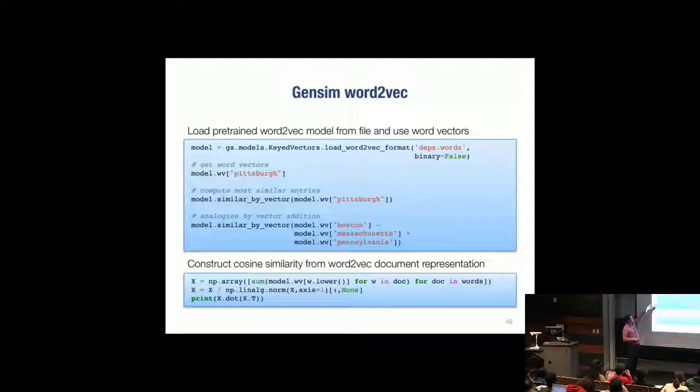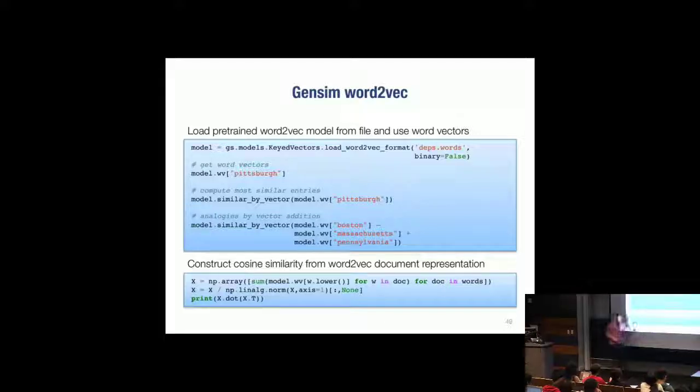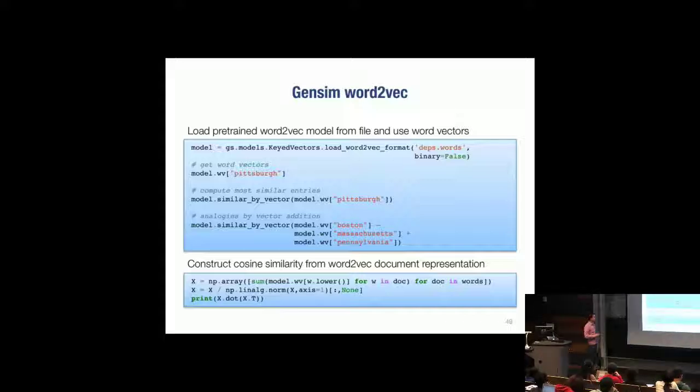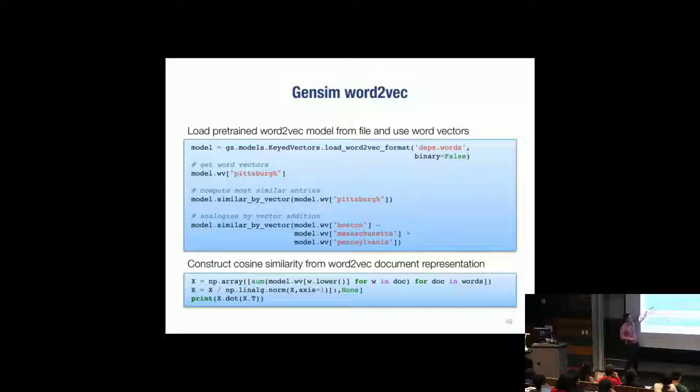I can look up the word vector for Pittsburgh. I can find the most similar vectors to Pittsburgh, and I can do analogies by vector addition. So I can find the ones similar to Boston, Massachusetts plus Pennsylvania. I can find the most similar ones to that as well. Now, there are also routines for passing in individual things rather than manipulating the vectors and then doing it, but this is more explicit, so I prefer to do it this way.